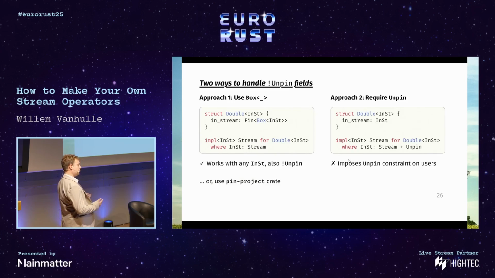So we have two ways now. Either we put the Unpin constraint, which is maybe not so nice, or we just box the input stream. But there's a third way that I can't mention right now because of lack of time, and it's the pin-project crate. And this is the one that is used by most stream implementations or operators on crates.io, for example, in the Tokio crate and so on. And that one uses macros to provide a safe projection from the operator struct into the inner stream.